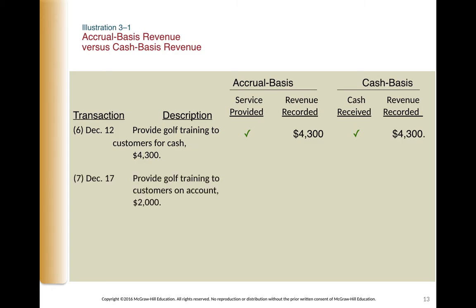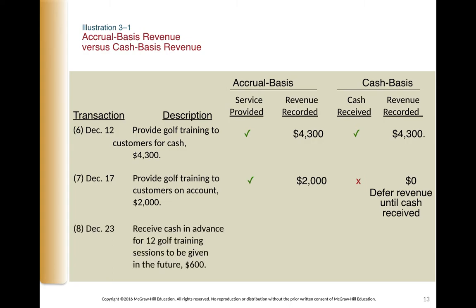What if we provide golf training to customers on account for $2,000? We give them the lesson and then we send them a bill and they owe us $2,000. In accrual basis accounting, we record that revenue in December because we have provided the service. That dollar amount is an account receivable on our assets now because we are going to be receiving money from someone. But on cash basis, we do not record revenue. It's like nothing has happened until we actually receive the cash.